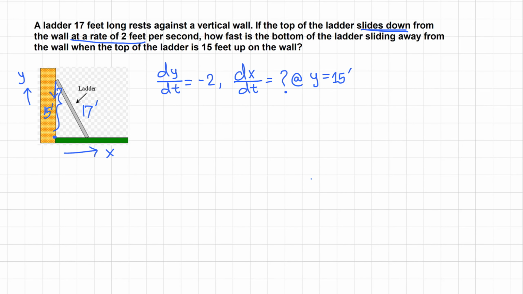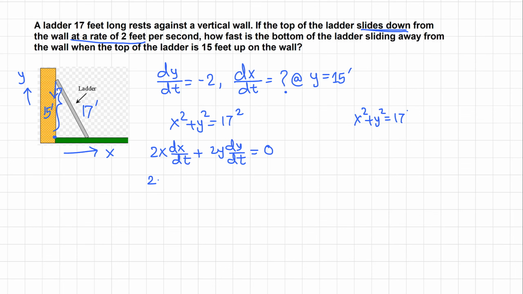Here, same thing. We start with x squared plus y squared equals 17 squared in this case. Take derivatives of both sides with respect to time. Like in the previous, it should be 2x dx over dt plus 2y dy over dt equals the number, so the derivative is 0. Plug in things, x is missing. Now we can use the same formula again to find x, like in the previous problem. x squared plus y squared equals 17 squared. Okay, x is missing. y is 15. So 15 squared plus x squared equals 17 squared.